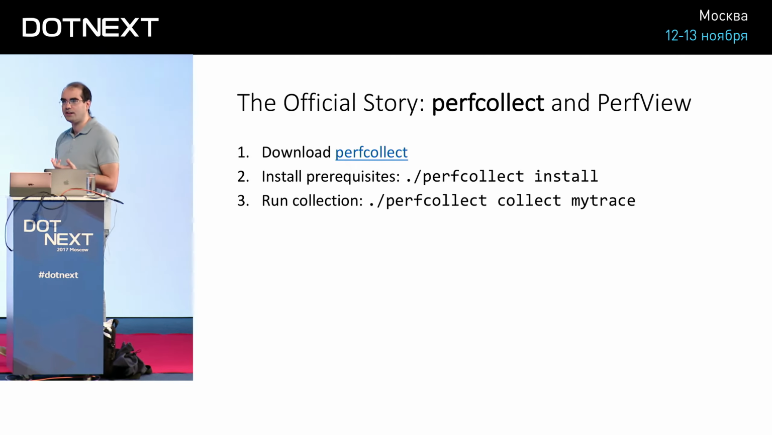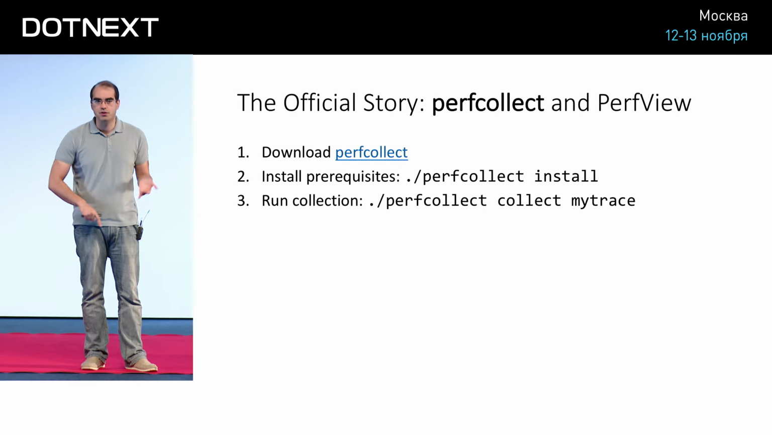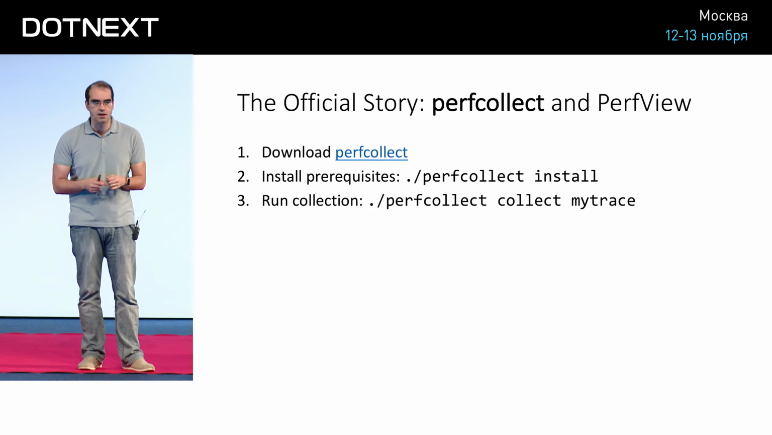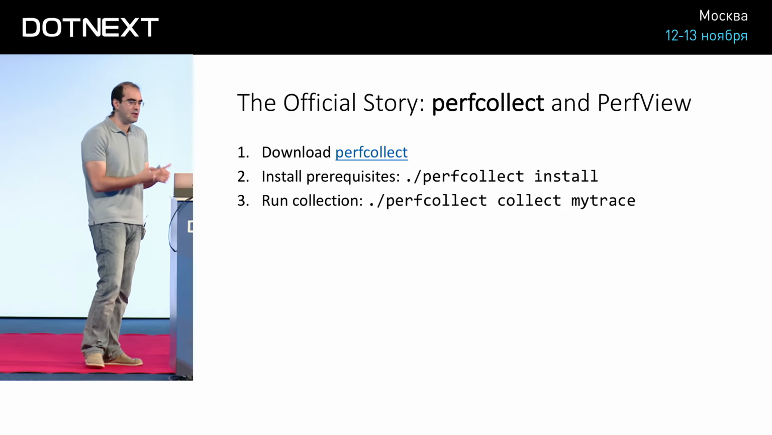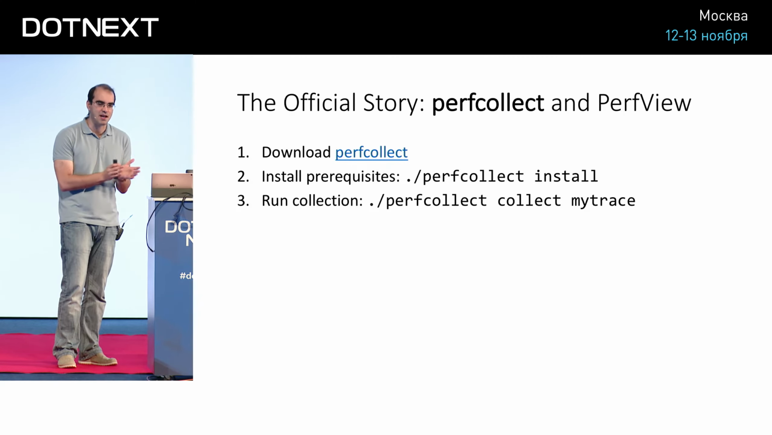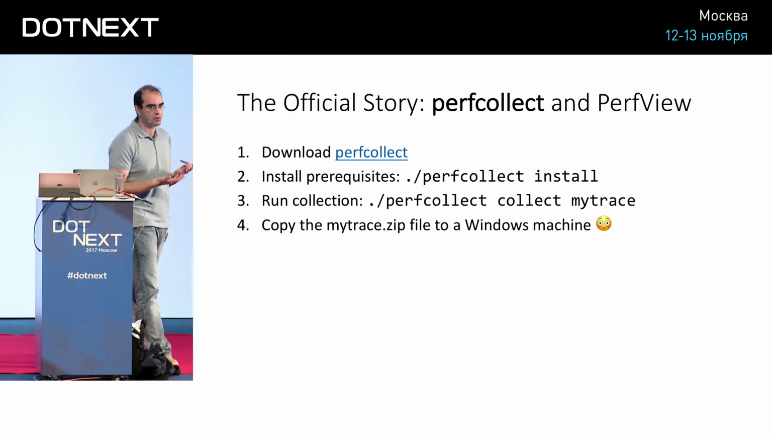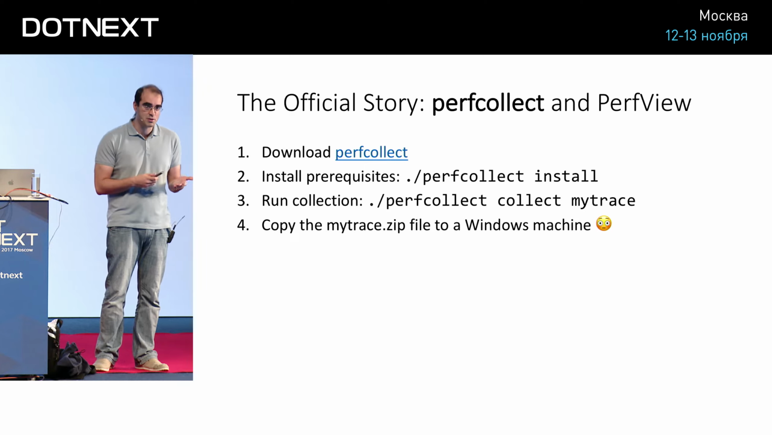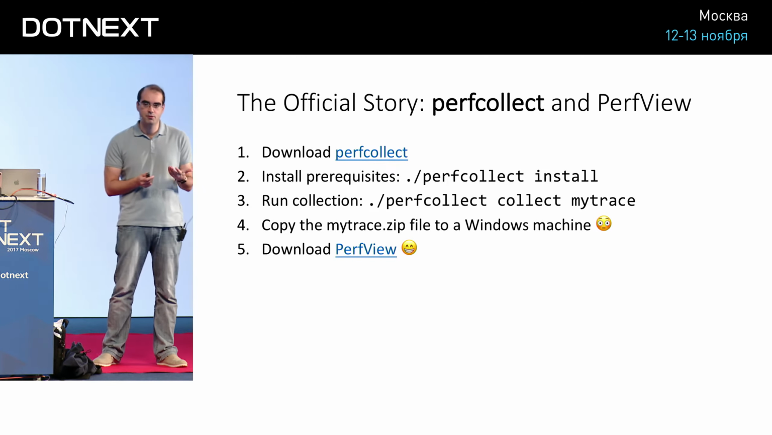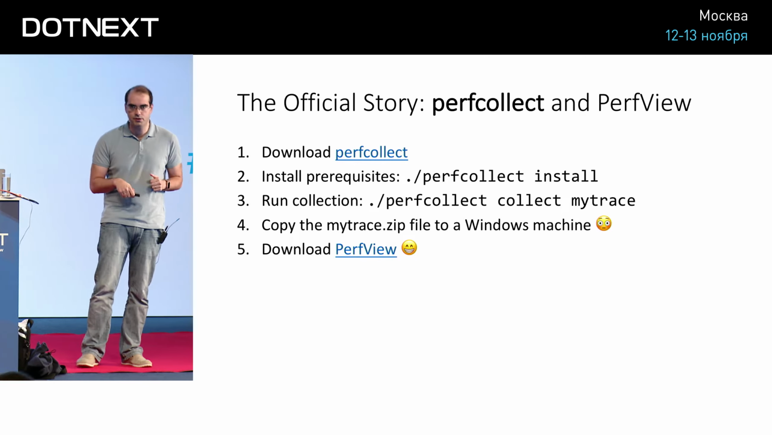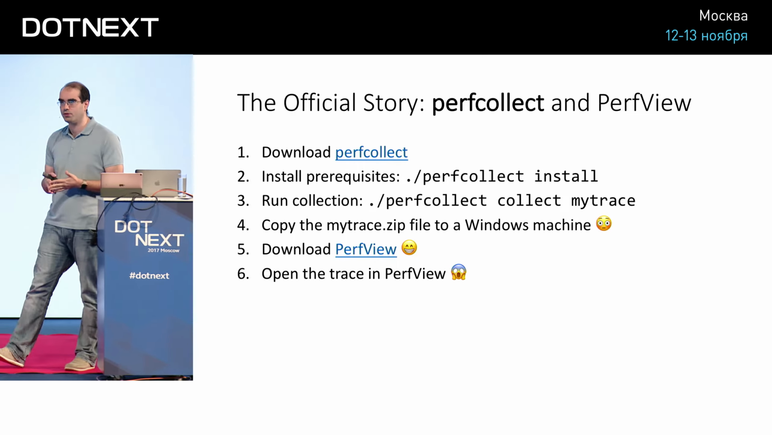And then you run perfcollect, and you collect performance information. That would include CPU usage, GC activity, a bunch of other events, and you can slightly customize what actually ends up collected. And here's where the story turns a little sour, in my opinion. At this point, you're supposed to take the result of the recording and copy it over to a Windows machine, which is where you use PerfView, which I hope some of you are already familiar with. I've done a talk about it at one of the previous conferences. And you open the trace file in PerfView and view the results.